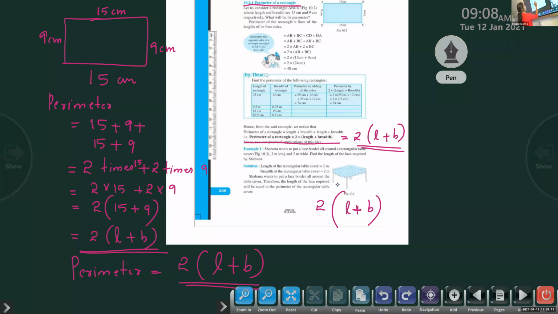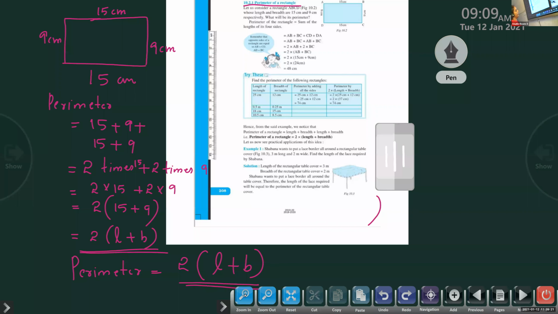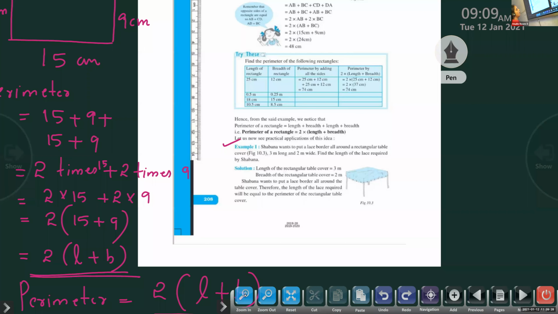So, will you write this? Shabana wants to put a lace border all around a rectangular cover. That is question number 1, example 1. Okay, ma'am. Shabana wants to put a lace border all around a rectangular table cover, 3 meters long and 2 meters wide. Find the length of the lace required by Shabana. Ma'am, we have to write that. Question. You have to write it.